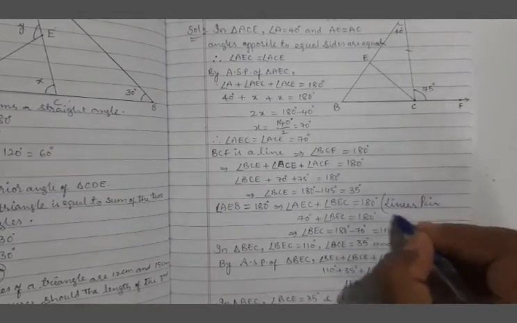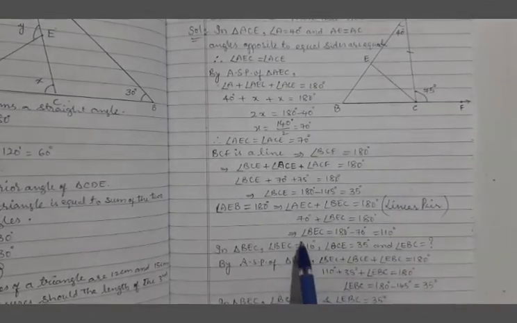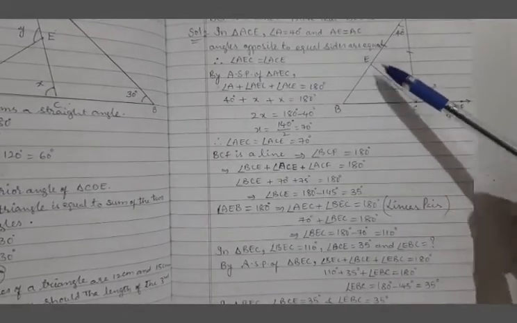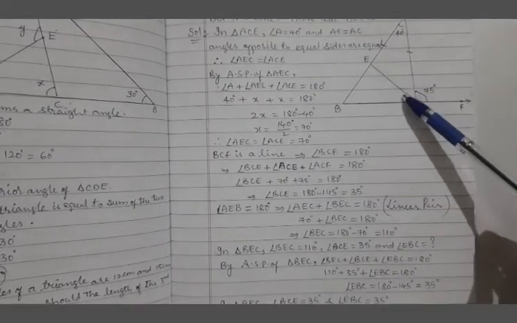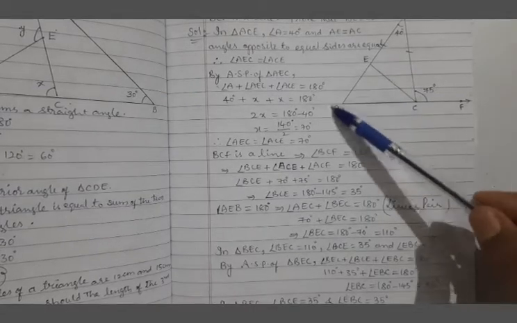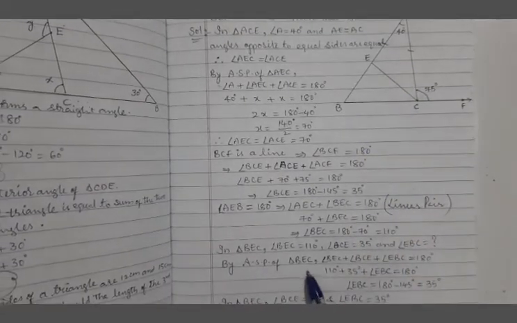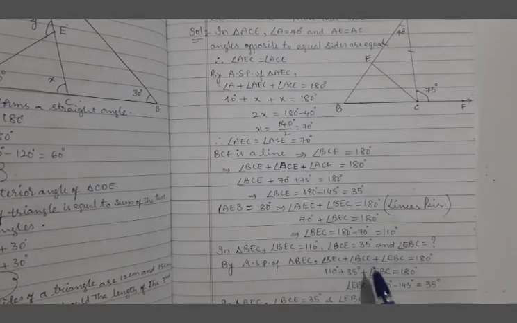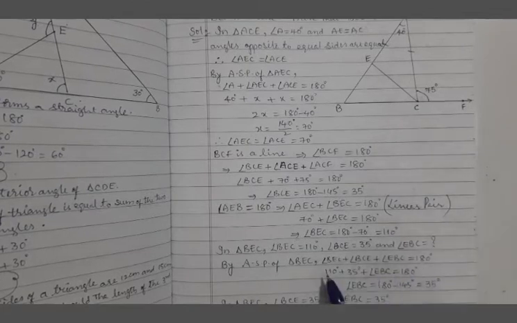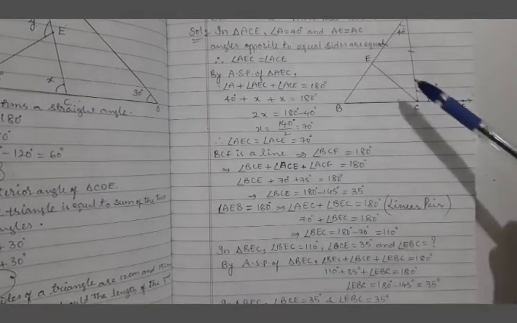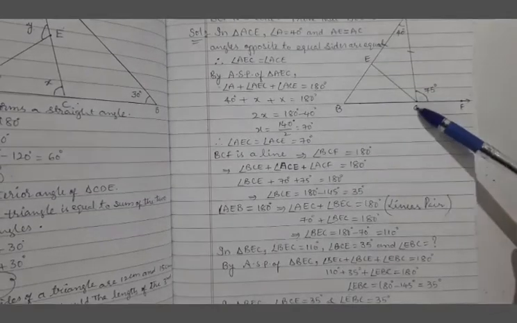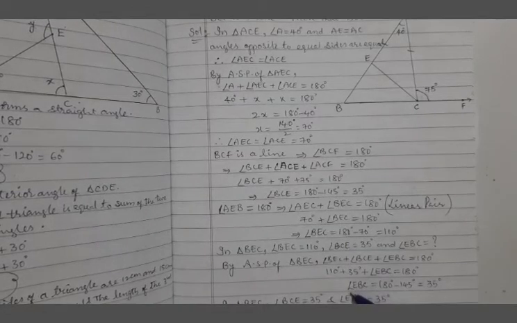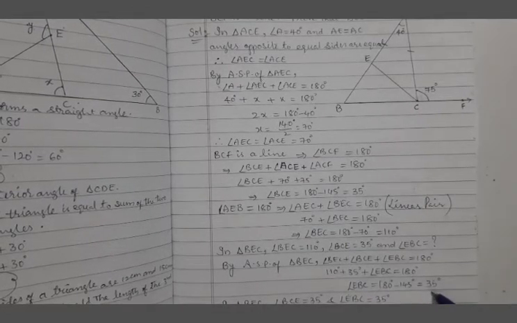Linear pair. Okay. So angle BEC is equal to 180 minus 70, 110 degrees. This is 110. This one we calculated as 35. Then what is this? By angle sum property of triangle BEC, angle BEC plus angle BCE plus angle EBC equal to 180. 110 plus 35 plus EBC. Now we are getting EBC equal to 180 degrees minus 145, which is 35 degrees.